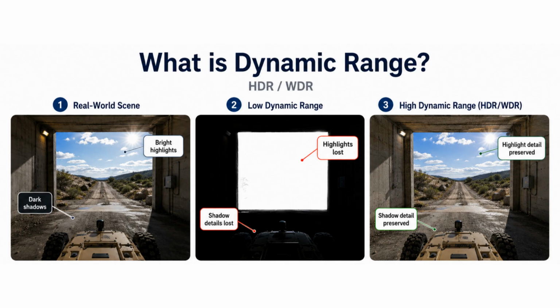Dynamic range is usually measured in decibels, or dB. A higher value generally means the camera can handle a greater difference between shadows and highlights. For vehicles, good dynamic range is important for sunlight, shadows, headlights, tunnel entrances, and rapidly changing lighting conditions.